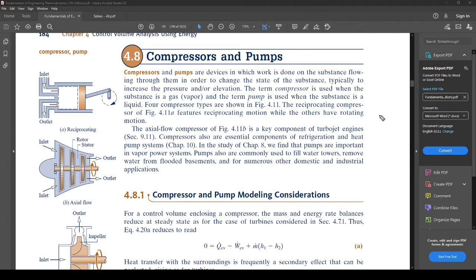Big true. Pumps are also commonly used to fill water towers, remove water from flooded basements, and numerous other domestic and industrial applications. I actually just did this the other day. I had to use a sump pump to shoot all the water out of the hot tub. So I used a sump pump to get it out. So I just did this. That's a real life application there, guys.